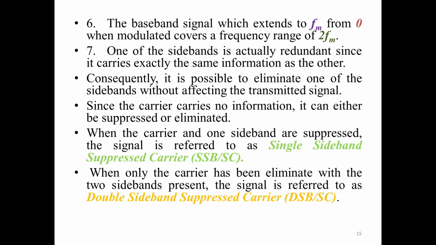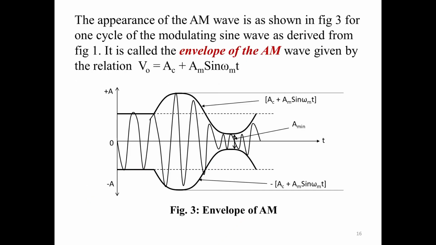Since the carrier carries no information, it can either be suppressed or eliminated. When the carrier and one sideband are suppressed, the signal is referred to as single sideband suppressed carrier, SSB-SC. When only the carrier has been eliminated with the 2 sidebands present, the signal is referred to as the double sideband suppressed carrier, DSB-SC. The appearance of the AM wave is as shown in Fig 3 for 1 cycle of the modulating sine wave as derived from Fig 1.